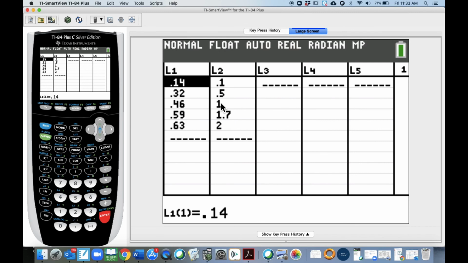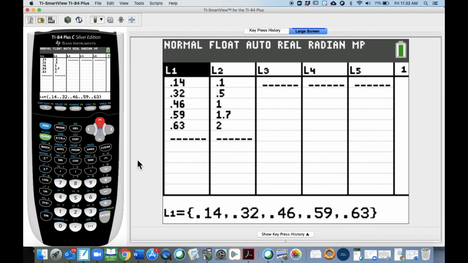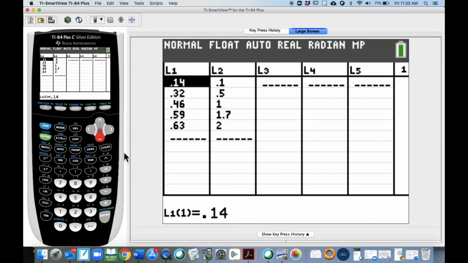If you have old information, clear out the old information by going up to it, hitting clear, and then going back down. Do not hit delete. You will delete the whole column. Don't do that. So we're going to go to L1, clear it, and then fill in the information. Go to L2, clear it, and then fill in this information. So now I have the information that I need from this problem.